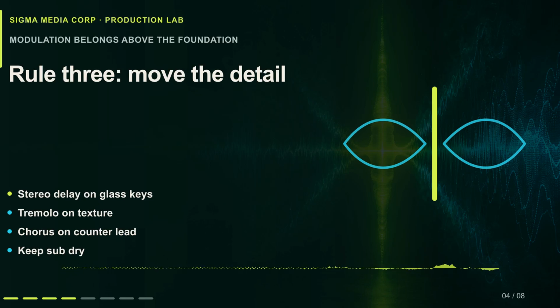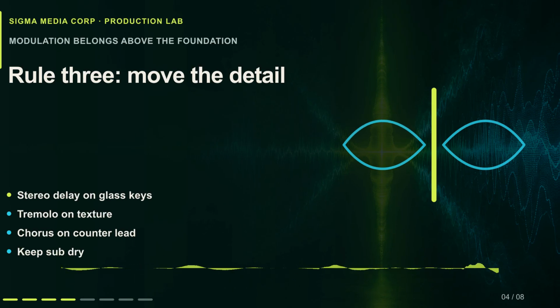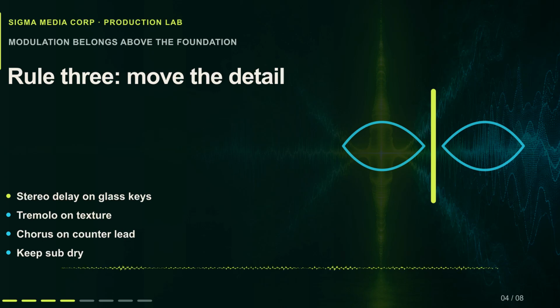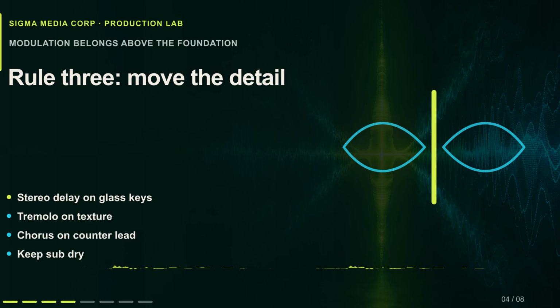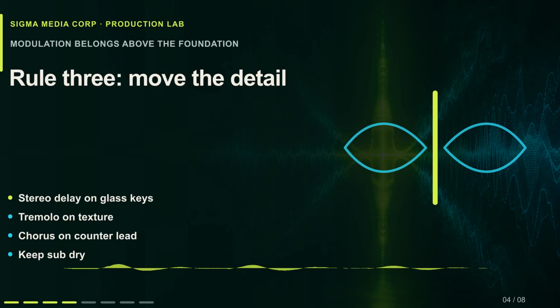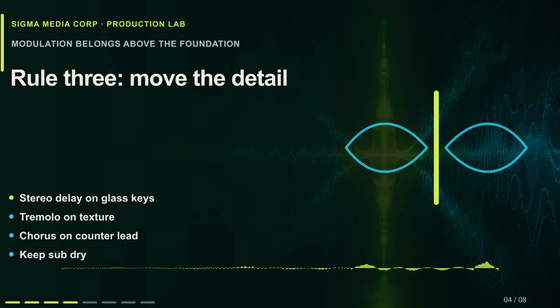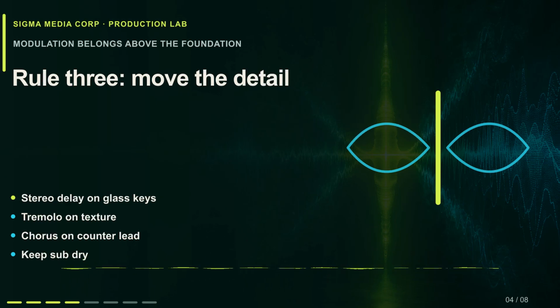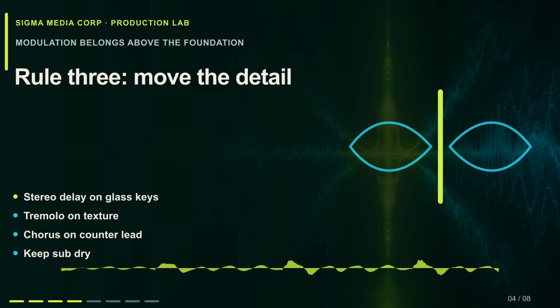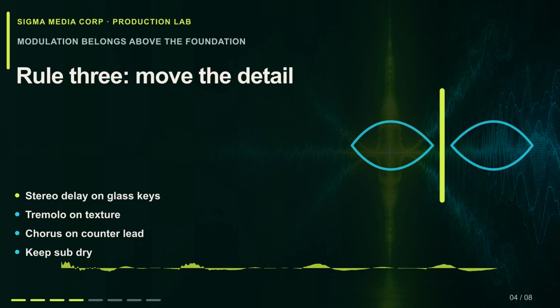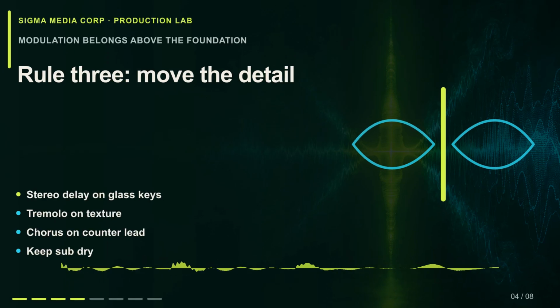A glass key detail can use different delay values on the left and right. A digital texture can pulse with tempo synced tremolo. A counter lead can receive restrained chorus. These effects attract attention because their edges move, but they do not have to carry the track's physical foundation. Keep the sub dry and centered. Keep the kick transient coherent.